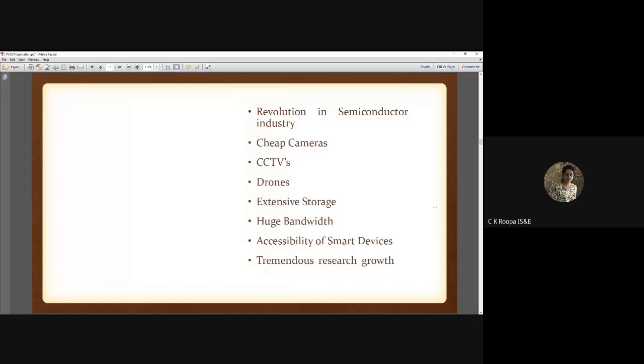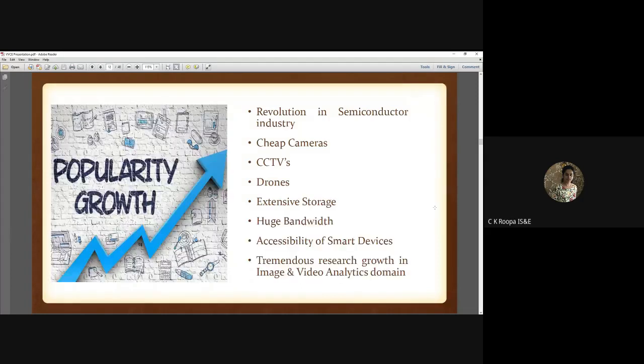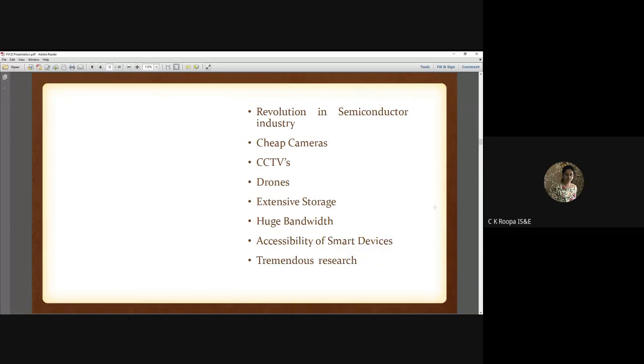Probably, the problem that we are seeing, especially in the area of computer networks or the internet domain, the availability of bandwidth wouldn't be much of a problem in the coming days, right? So and then accessibility of smart devices, right? So now if you see during this pandemic, we are sitting at one place and we are doing so many things, right?